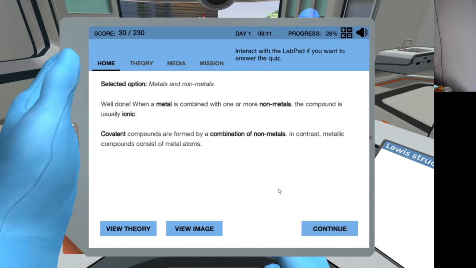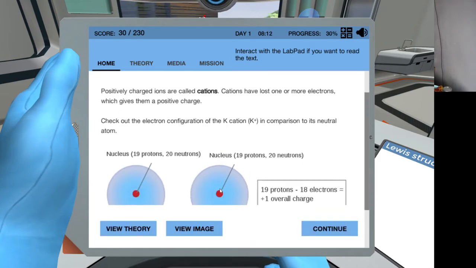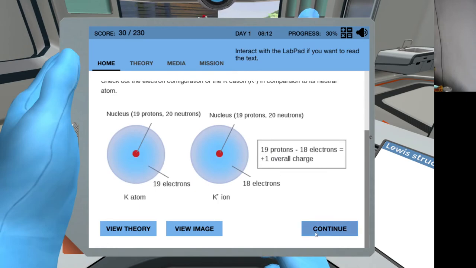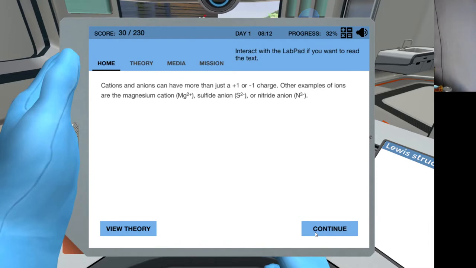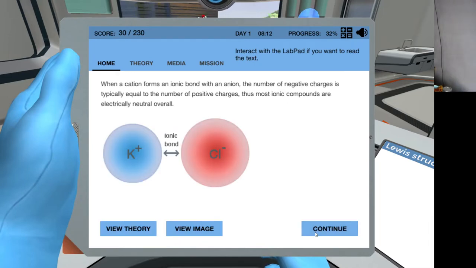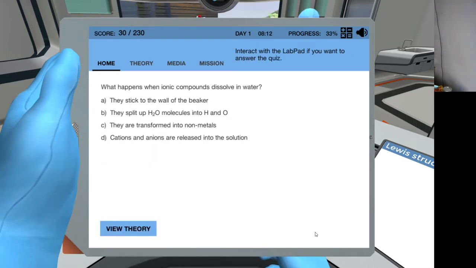When a metal is combined with one or more non-metals, the compound is usually ionic. Covalent compounds are formed by a combination of non-metals. In contrast, metallic compounds consist of metals. As you can tell from the name, ionic compounds are formed between charged particles. What happens when ionic compounds dissolve in water?